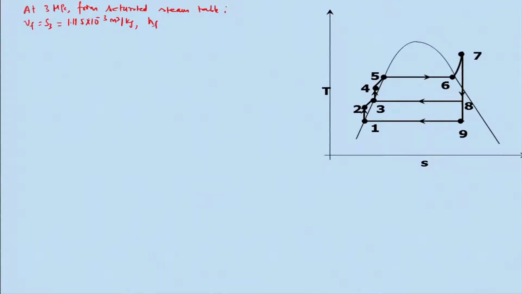and Hf is equal to H3 is 721.1 kilojoule per kg, and I can get HFG is 2048.04 kilojoule per kg, and I get SG is equal to 6.6627 kilojoule per kg Kelvin. So, if you look, we have got all the data points.